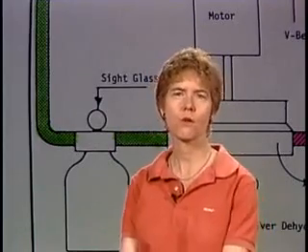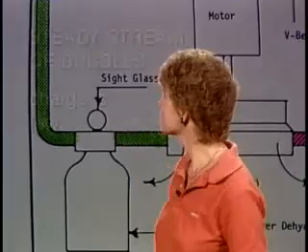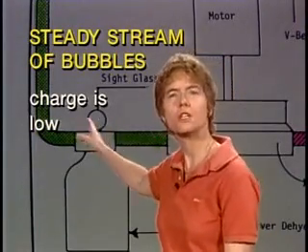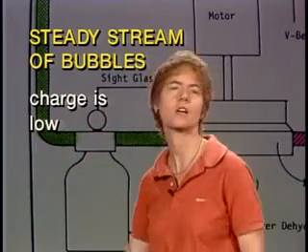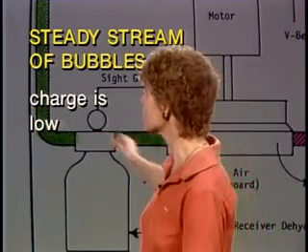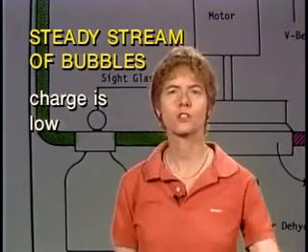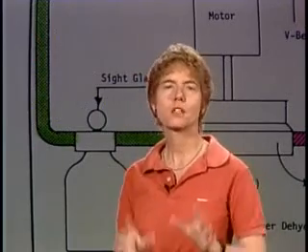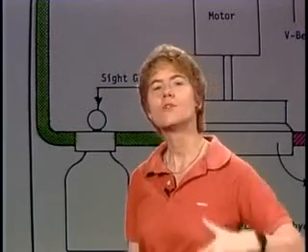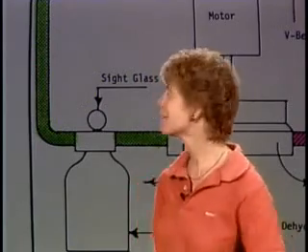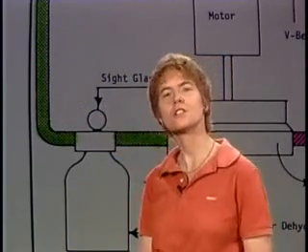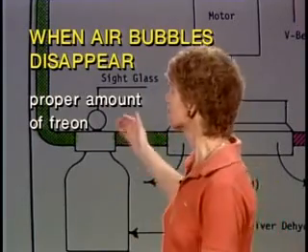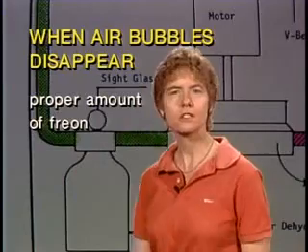Now, what are you looking for? If you see a steady stream of bubbles going through that sight glass, it means that the Freon charge in the system is low. Same as it does on a sight glass in a car air conditioning system. If you see a lot of bubbles going through, the Freon charge is low. Now, when you're charging the system, the way you tell when you've got the proper amount of Freon in it is the air bubbles disappear. So when you're looking at that sight glass as you charge the system, when the air bubbles disappear, what that means is you've now got the proper amount of Freon added to the system.